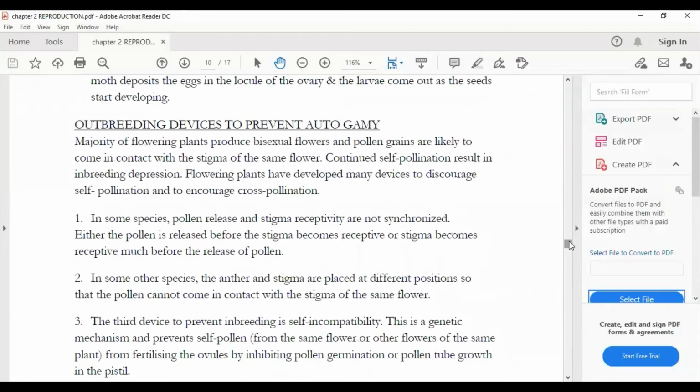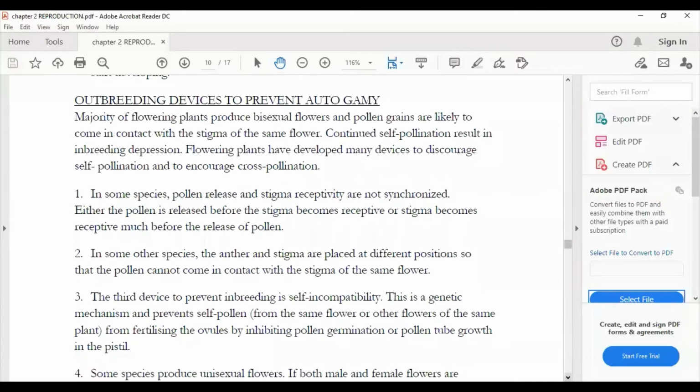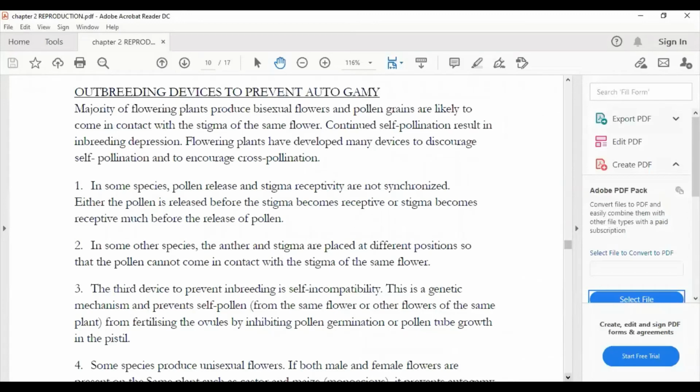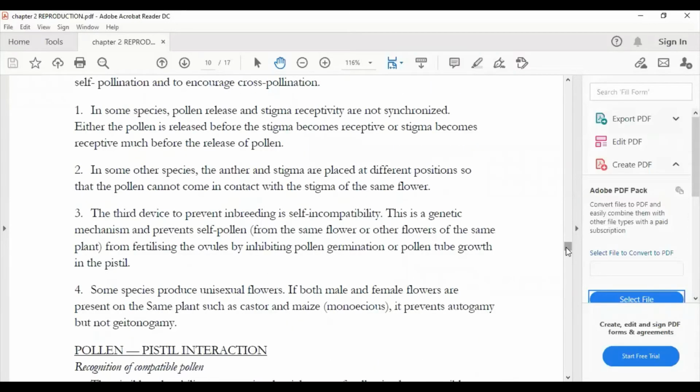Then moving on to outbreeding devices to prevent autogamy. This is another question which is frequently asked in the board. So here you have to always mention these 4 points. If this is asked for 3 marks, then 3 points can be mentioned with a little of introduction. But if it is asked for 5 marks, make sure all these 4 points are included with an introduction. So it makes for 5 points.